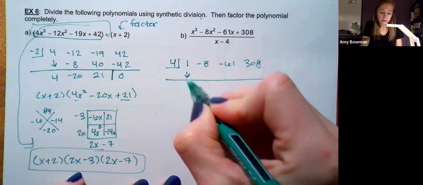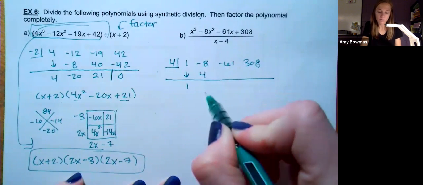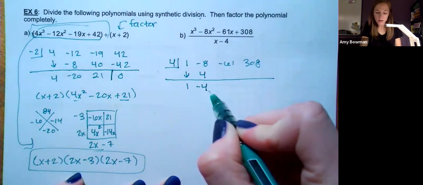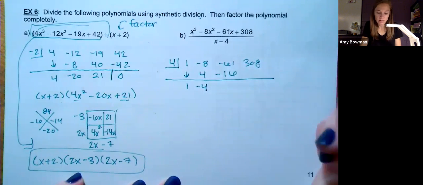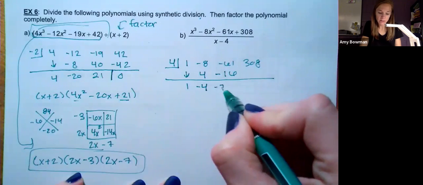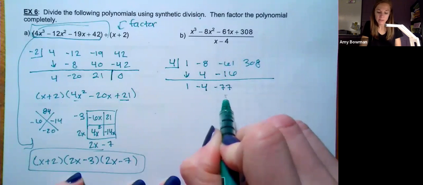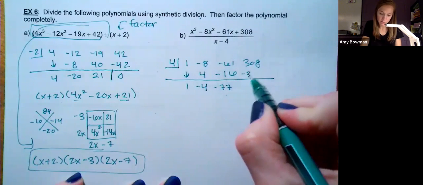All right, so we bring down our 1. 1 times 4 is 4. -8 and 4 add to -4. 4 times -4 is -16. Combine -61 and -16, and I get -77. And -77 times 4 is -308.